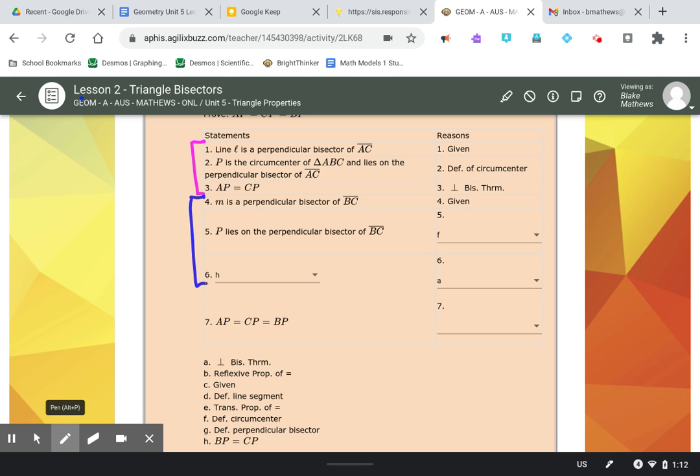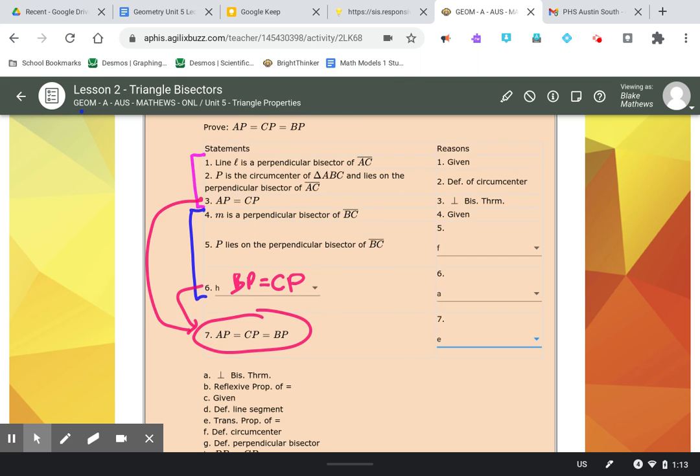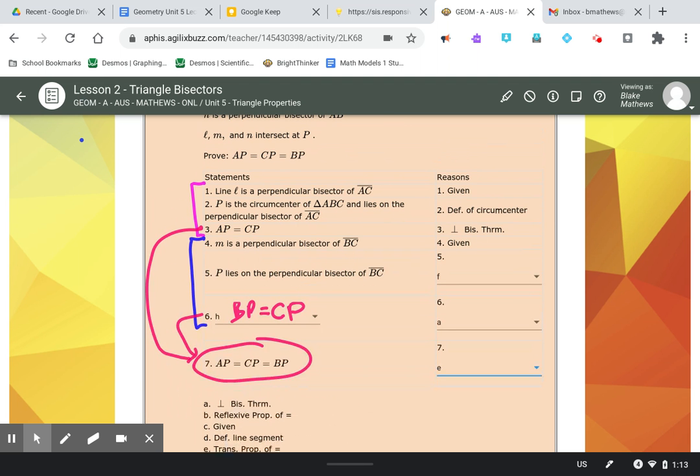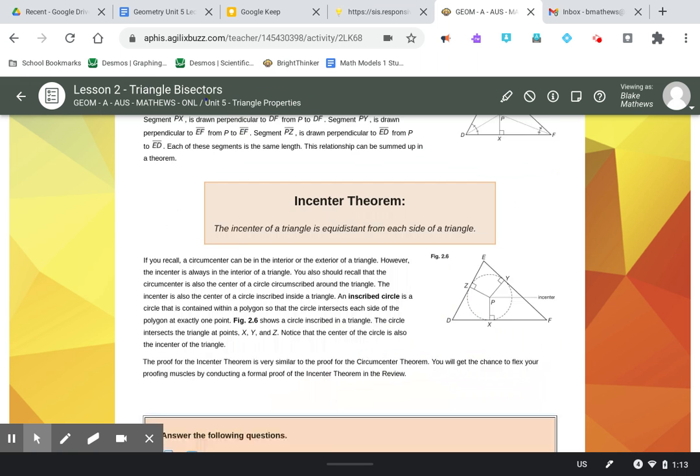And then we take 3 and 6 together and we say, well, if this is true and BP is equal to CP, then we can prove those together to say this. And that is just simply the transitive property of equality, answer choice E. All right, so make sure you get the answers down that you need for that proof. And then let's move on to the discussion of incenter.